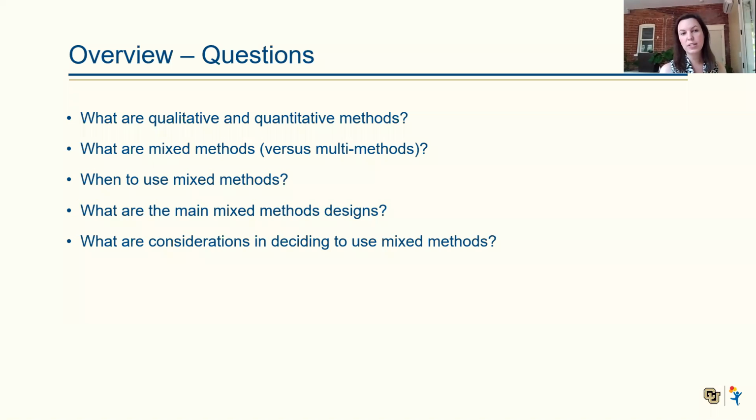So just very quickly, what we'll be talking about today is a really quick overview of qualitative and quantitative research methods. Going over a definition of mixed methods versus multi-methods, when to use mixed methods, and then I'll quickly go through 3 of the main mixed method study designs. And then finally, we'll talk shortly on the considerations in how to decide when to use mixed methods.